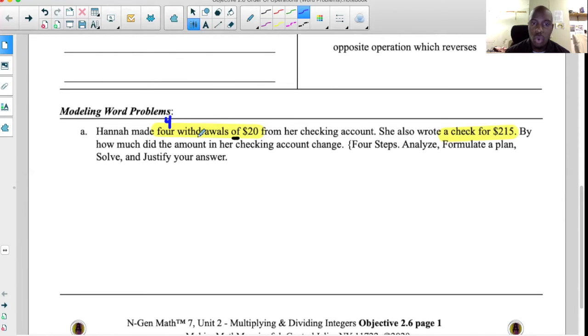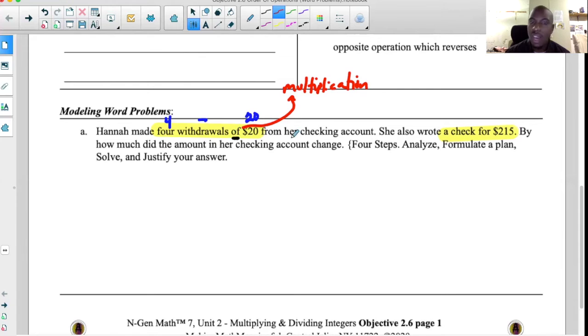4 withdrawals. Does withdrawals indicate a positive number or a negative number? This indicates a negative number. So I'm going to put a little negative symbol here. All right, I'm going to skip over the word of for now. We know 20 means 20 there. Now let's go back to of. What does of mean? Of is a multiplication word, right? If you need to know this, I'm just going to write it right here. It's a multiplication word.